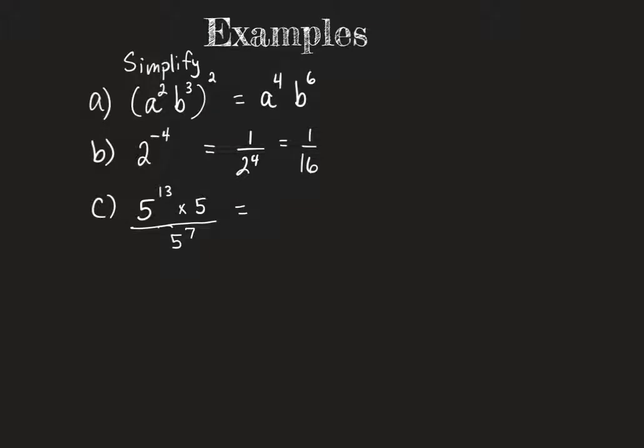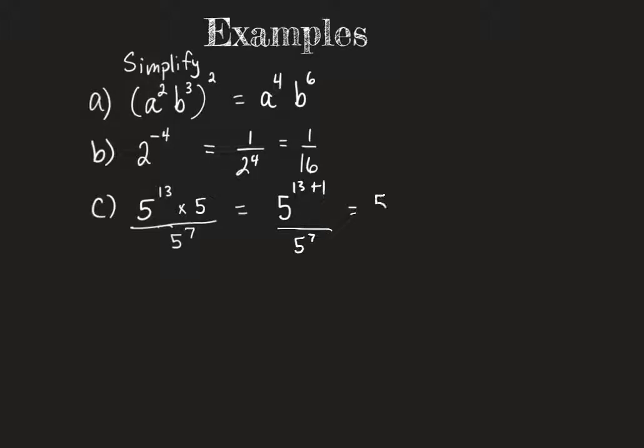Okay, here's a few rules combined on this next one here. So we get 5 to the 13 times 5 to the 5, all of it divided by 5 to the 7, right? So on the top, we're going to have 5 to the 13. Now this 5 here has a hidden 1 there, right? Whenever you see just a number by itself, there's a hidden 1 right up there. So that means it's going to be 13 plus 1 on the top. And so we still have this on the bottom.